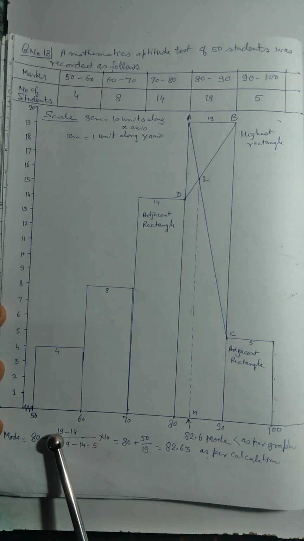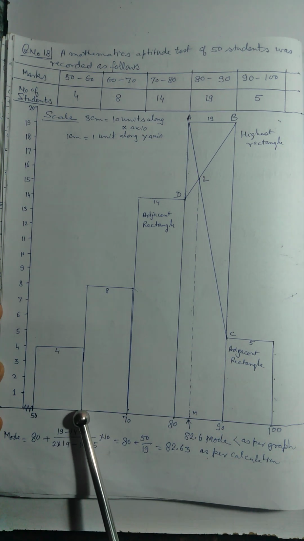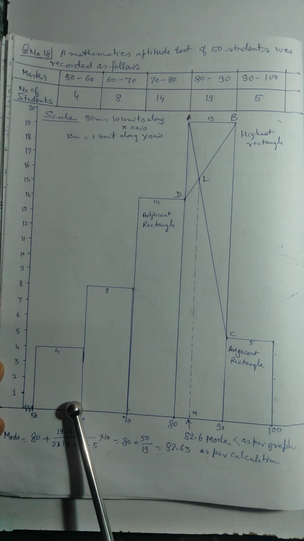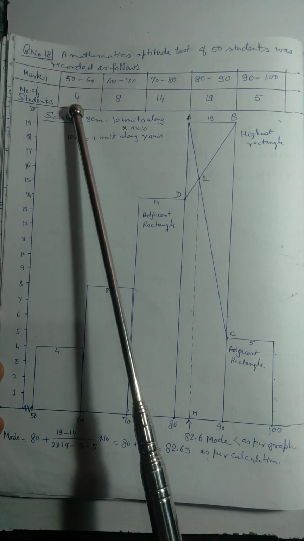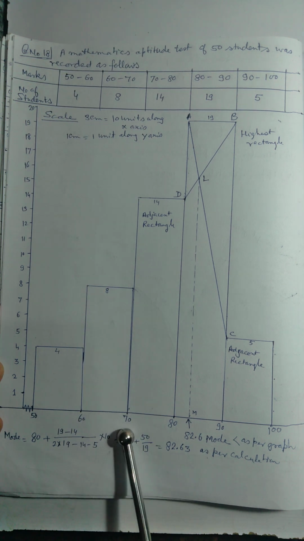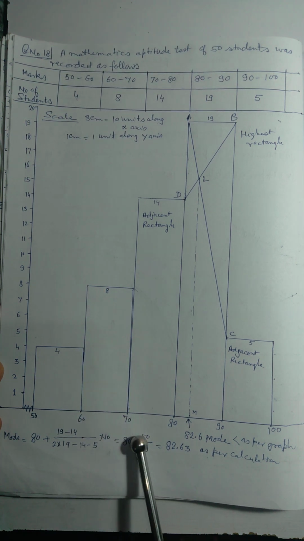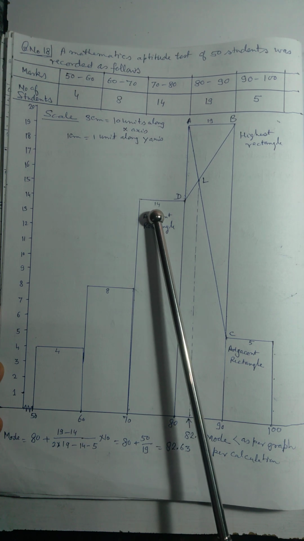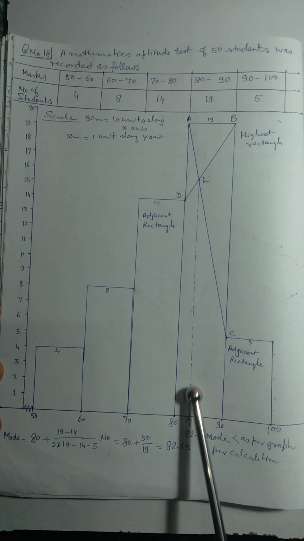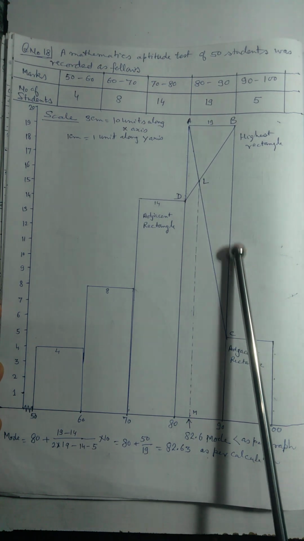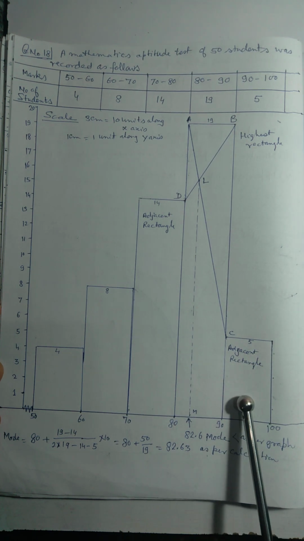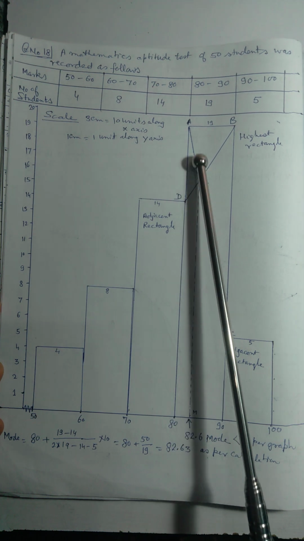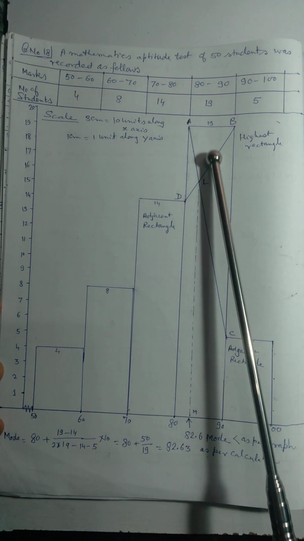So we just draw a rectangle or histogram, you can say. So 50 to 60, the frequency is 4 here, you see. 60 to 70, that is 8. 70 to 80, that is 14 vertical height. 80 to 90, the vertical height is 19. 90 to 100, its vertical height is 5. So this is the highest rectangle.